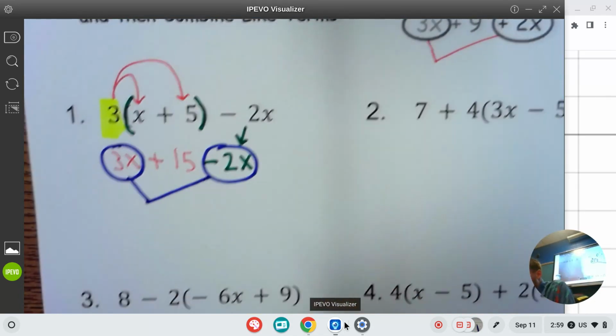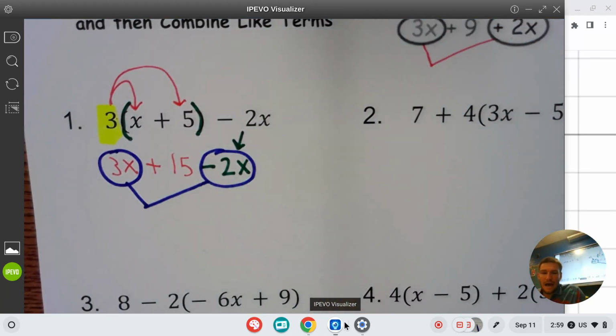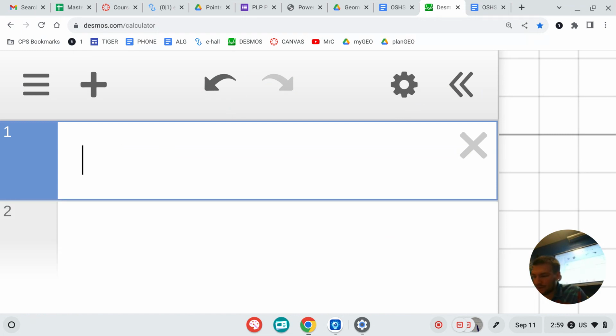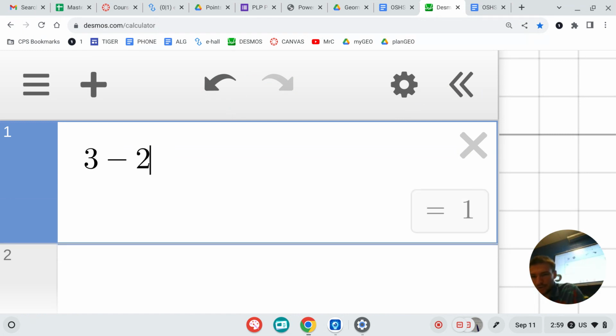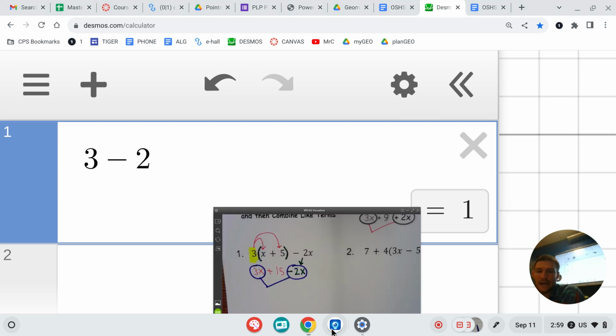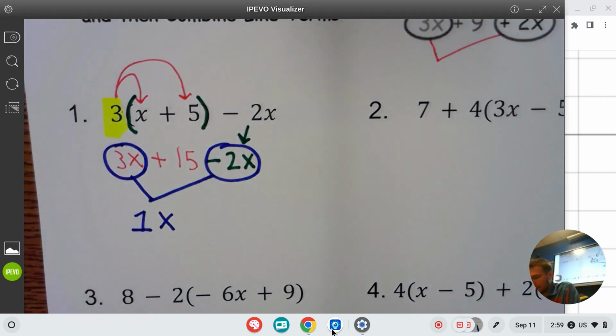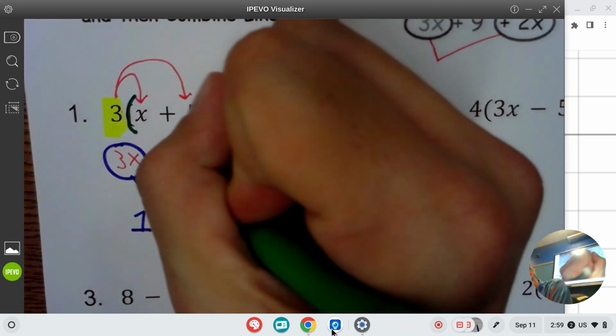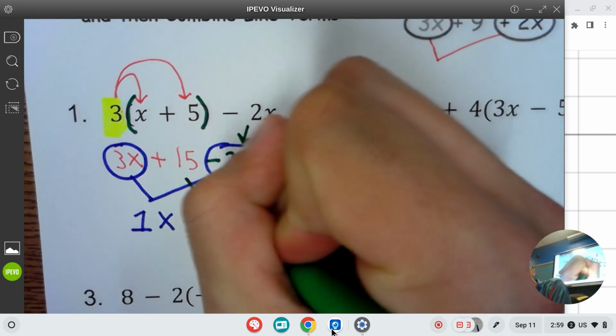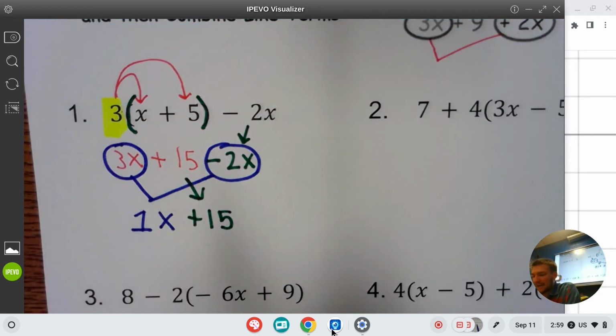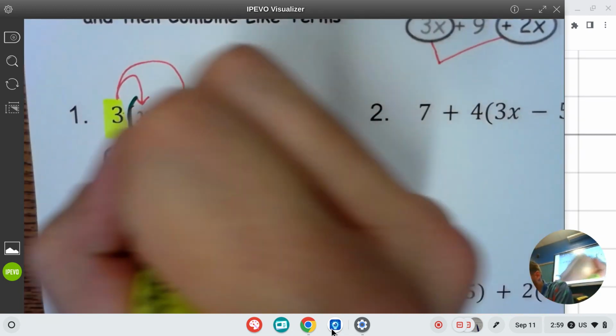Get 1x. Now, I'm sure we can do this in our head, but just because we haven't used Desmos yet, this lesson 3 minus 2 is going to be 1. And so we have 1x. Is that the answer? 1x? Plus 15. Nice. We are really sharp today. Well done. Plus 15. And that is going to be our final answer.